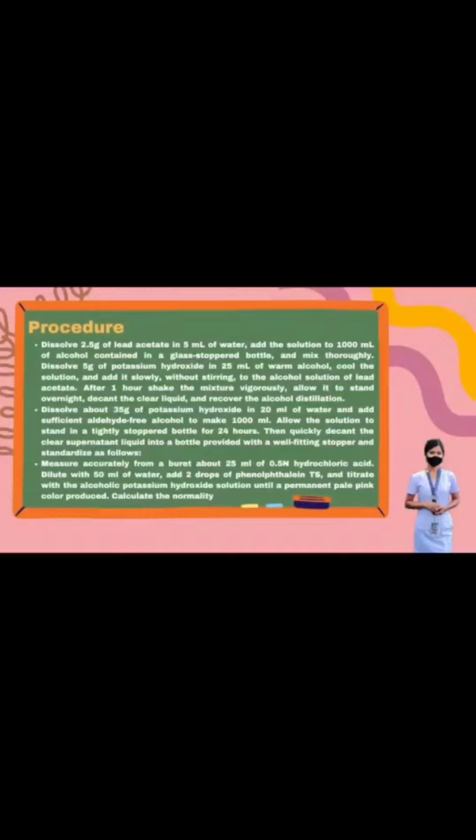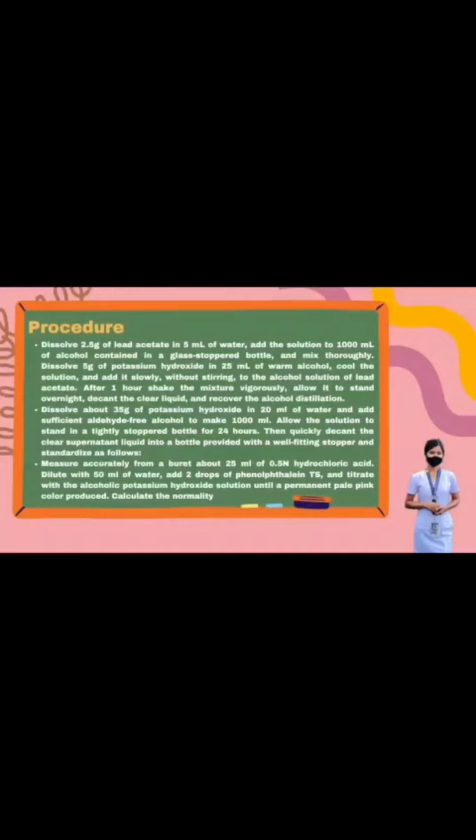So next, under procedure, dissolve about 35 grams of potassium hydroxide in 20 ml of water and add sufficient aldehyde-free alcohol to make 1,000 ml. Allow the solution to stand in a tightly stoppered bottle for 24 hours. Then quickly decant the clear supernatant liquid into a bottle provided with a well-fitting stopper and standardize as follows.